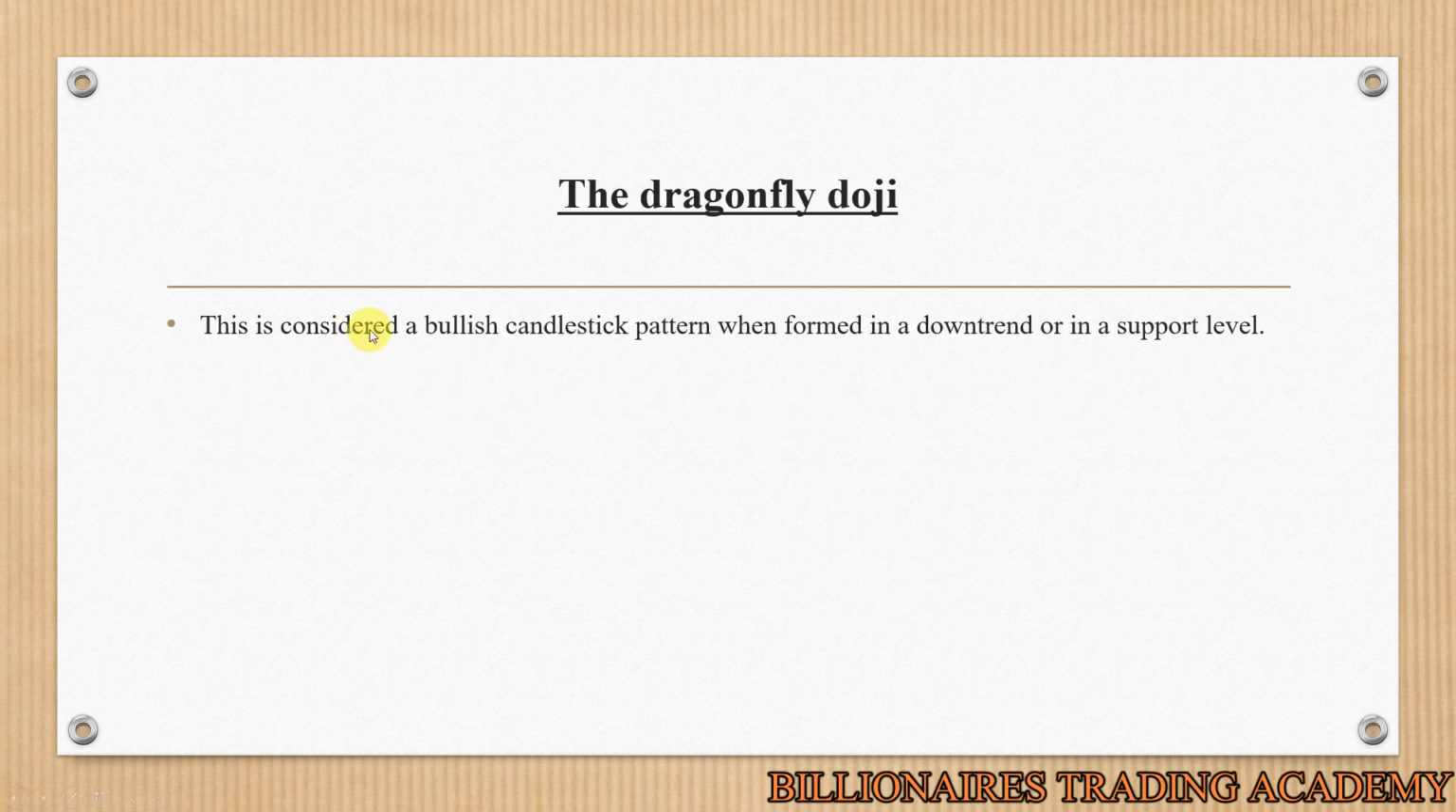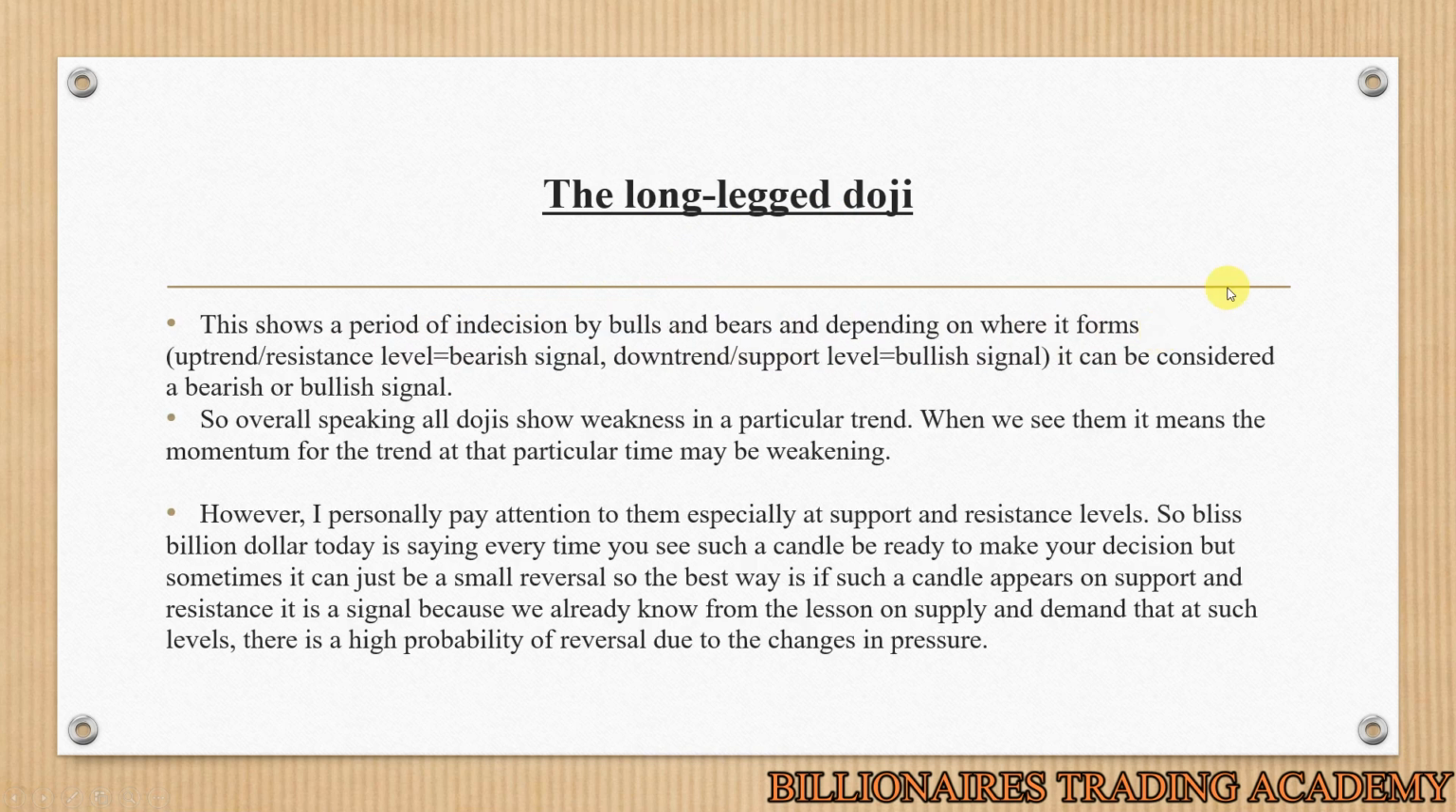As you can see, the dragonfly doji is considered a bullish candlestick pattern when formed in a downtrend or support level, right? The long leg doji shows a period of indecision by bulls and bears, depending on where it forms. So if it forms at resistance, it's supposed to be going down. If it forms at support, as usual, right?